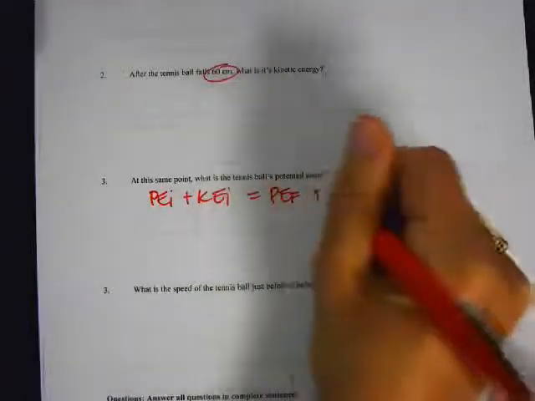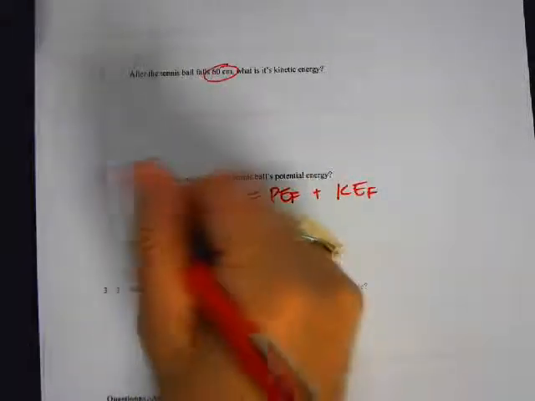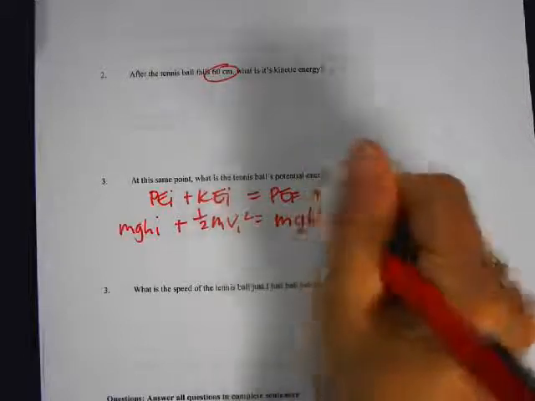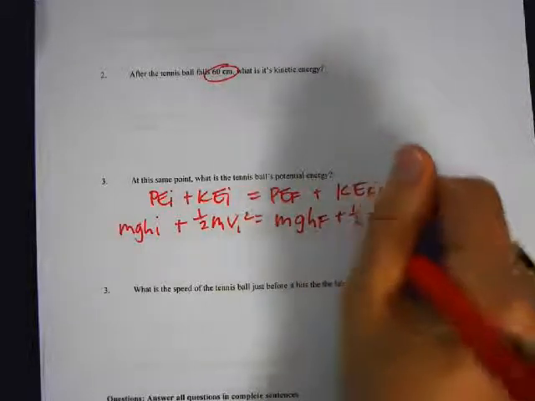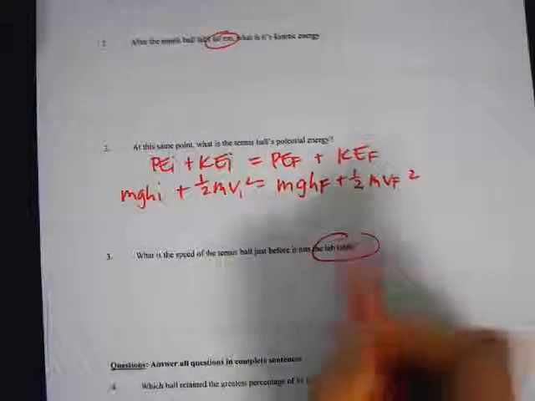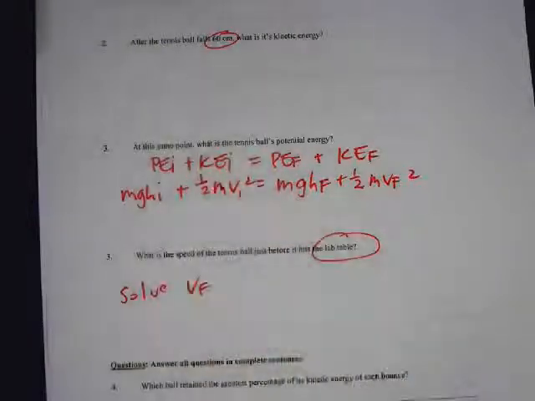So we can write out our entire equation that PEi plus KEi is equal to PEf plus KEf. And then we can see what's 0. We can also write mghi plus 1/2 mvi squared is equal to mghf plus 1/2 mvf squared. And then when it says what is the speed just before it hits the lab table, this is what we did yesterday, and we remember when we solved for vf. Okay? So that's what we're going to do here.